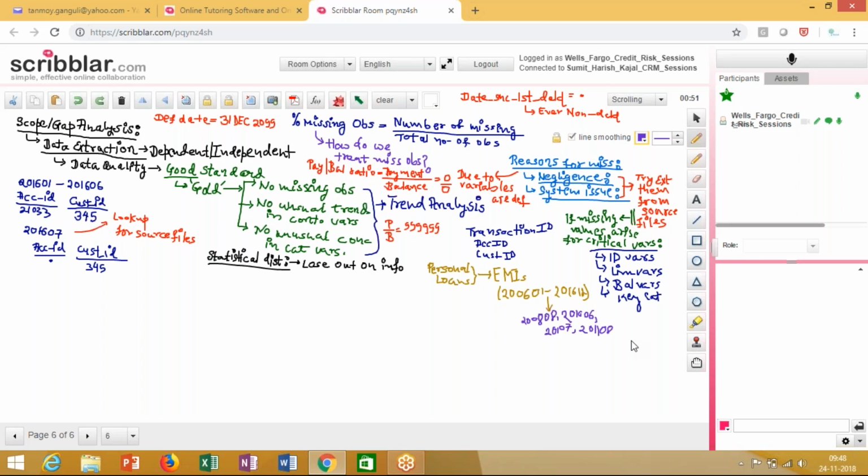Now, EMI is missing in these 4 months and it's 100% missing. The variable doesn't exist there. So how do you handle this? Obviously, if EMI is a very critical variable, you cannot drop that variable. It's as simple as that. In any possible way, it's not possible for you to drop that variable.